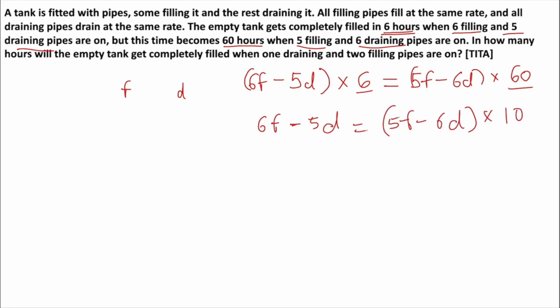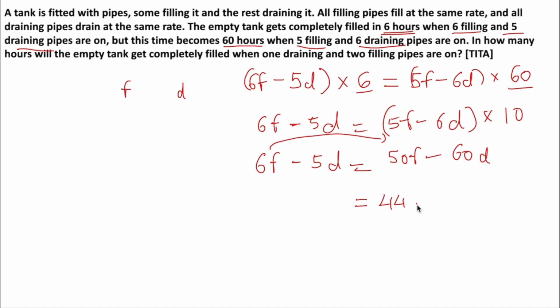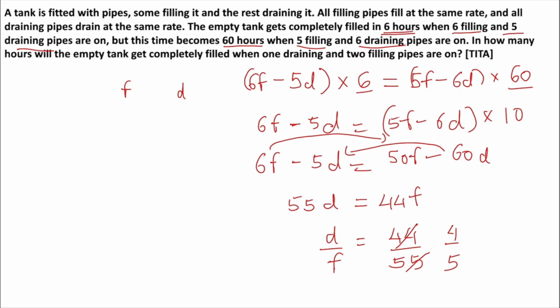Further, 6F minus 5D will be equal to multiplying 10 inside. So 10 5s are 50F minus 10 6s are 60D. Let's bring 6F to the right hand side: 50 minus 6 is 44F. And let's get minus 60D on the left hand side: 60 minus 5 is 55D. So that gives me D by F is equal to 44 upon 55. Between these two, I can cancel out 11, and I'll get 4 by 5. So the efficiency of each draining pipe can be taken as 4 units per hour, and each filling pipe as 5 units per hour.